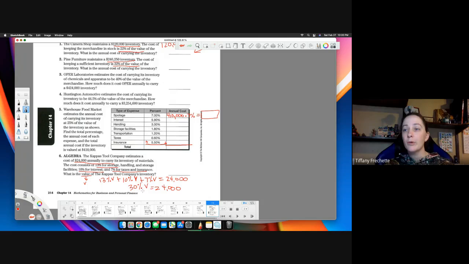So now all we have to do to solve for V is, if this is 30% times V, then I'm going to do the opposite. To solve, I'm going to undo the multiplication by dividing by 30% on each side, and that'll tell me the value of the inventory. So I'm going to let you do that last calculation there to find the value.